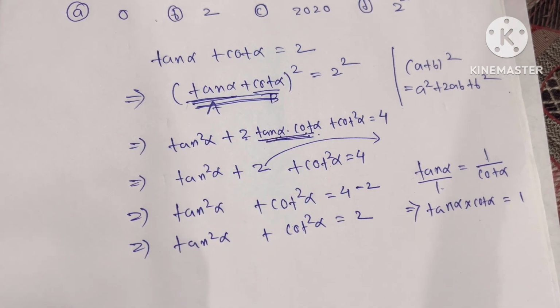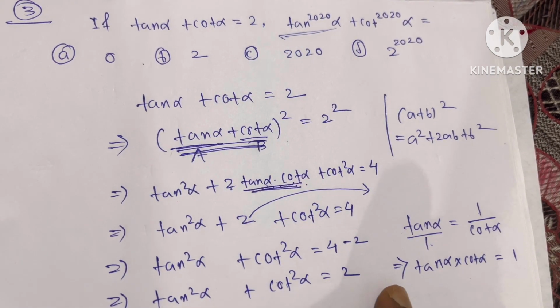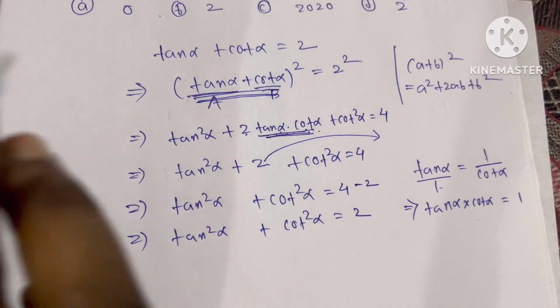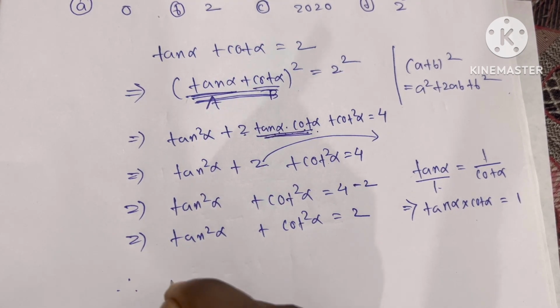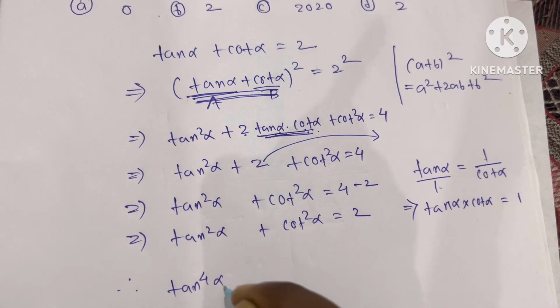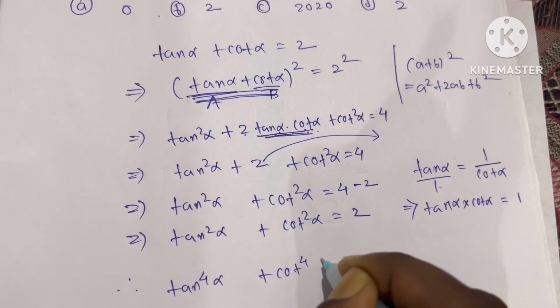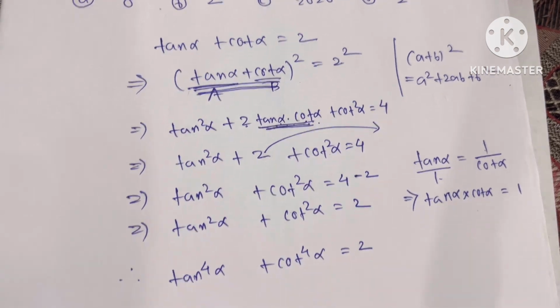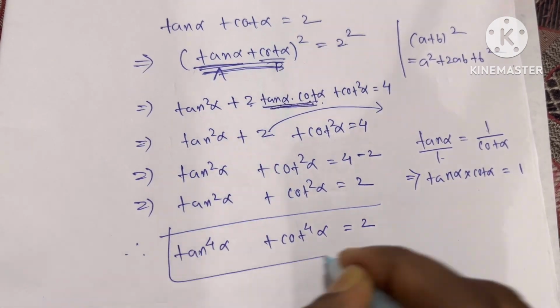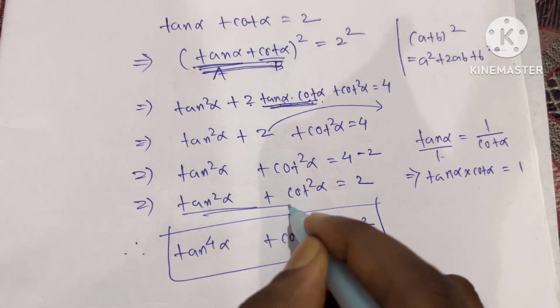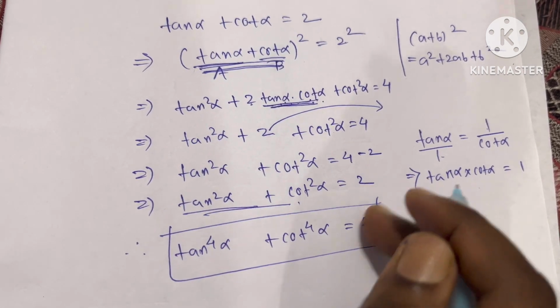So I got tan square alpha plus cot square alpha is equal to 2. If you square again, what answer will come? Tan to the power 4 alpha plus cot to the power 4 alpha is equal to what? Again we'll get 2, because if you square this on both sides, you'll get this value.